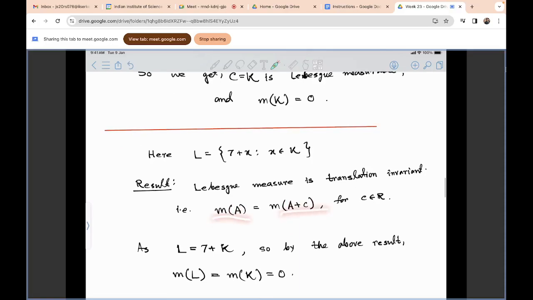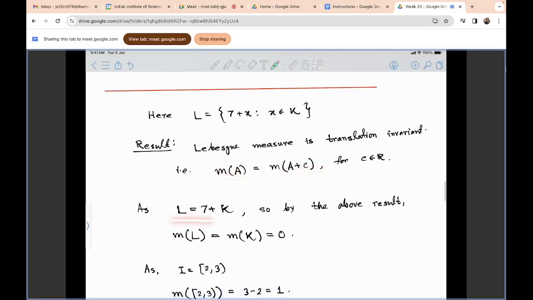So we'll use this. What is L? L is basically 7 plus K, because it's the translate of K by 7. So by the above result, the measure of L is the same as the measure of K, because L is the translate of K. And what is the measure of K? We got earlier that the measure of the Cantor set is 0. So the measure of L is also 0.